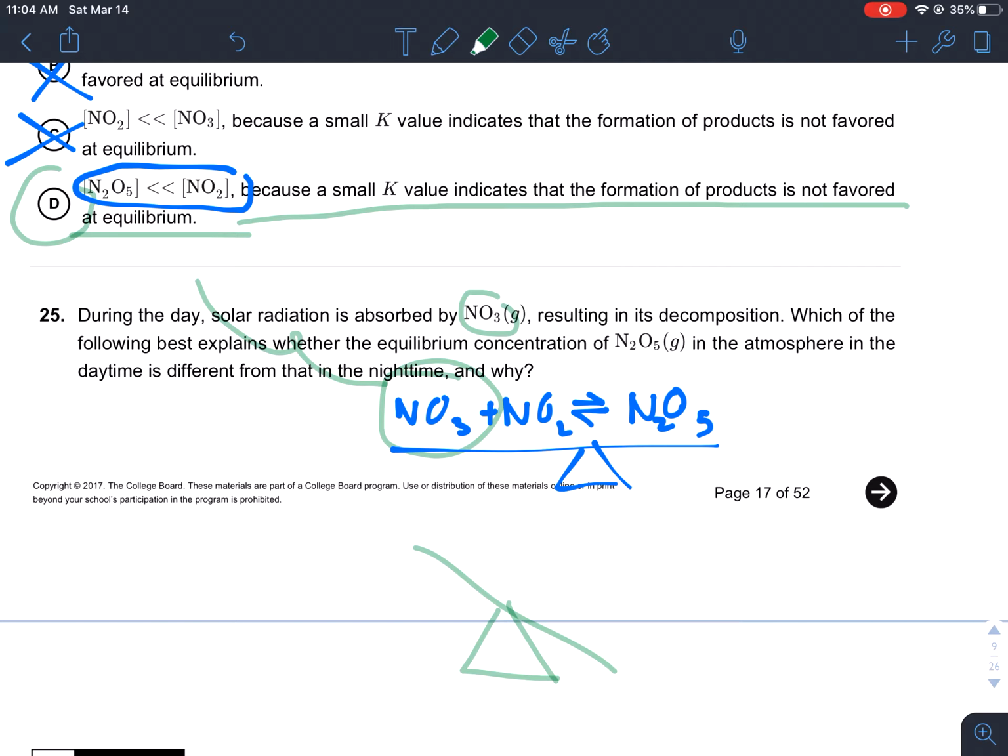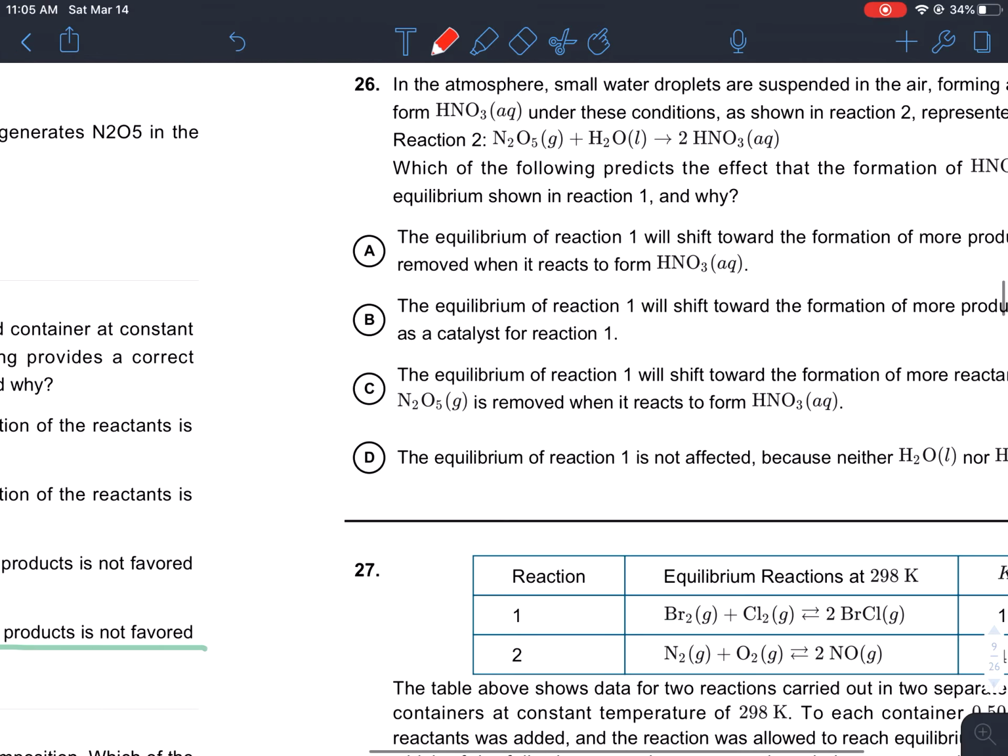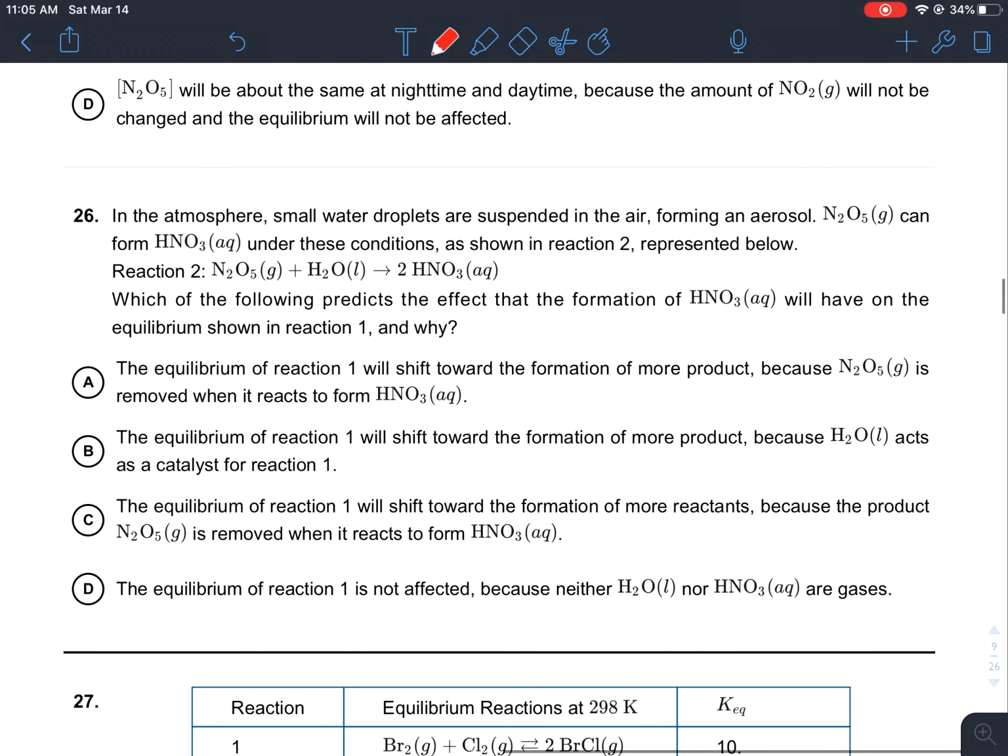Well, NO2 during the day is very low because since you get rid of NO3, you create more NO3 during the day. So the N2O5 goes down during the day. At nighttime, the NO3 doesn't leave, so the N2O5 doesn't have to decompose. The answer to this question, number 25, would be C.